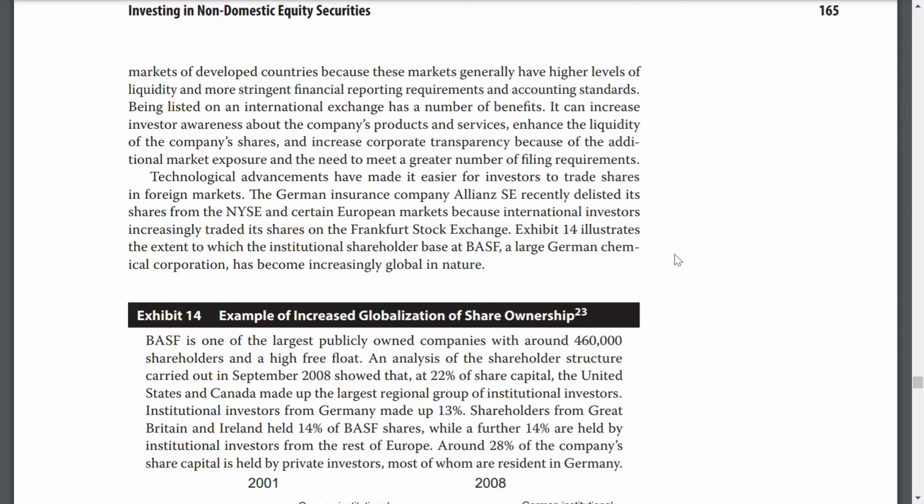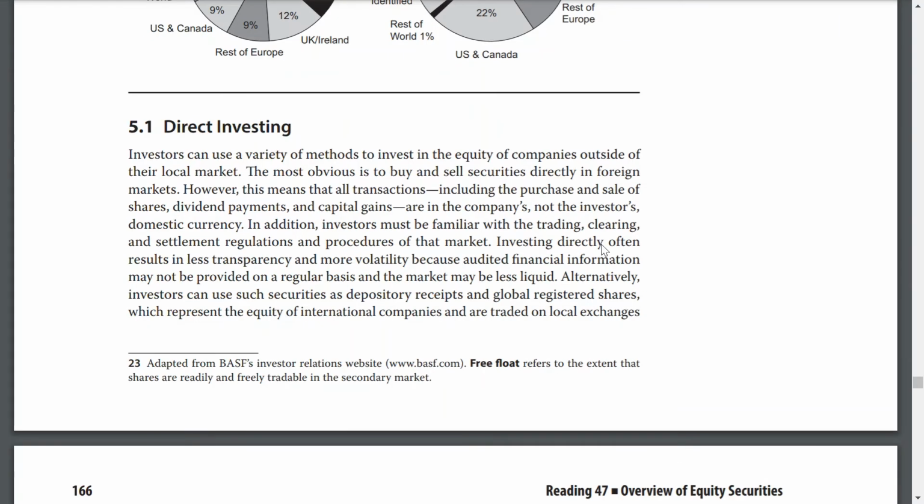Exhibit 14 illustrates the extent to which institutional investors invest globally. In direct investing, investors can use a variety of methods to invest in the equity of companies outside of their local markets. The most obvious is to buy and sell securities directly in foreign markets. However, this means that all transactions, including the purchase and sale of shares, dividend payments, and capital gains, are in the company's, not the investor's, domestic currency. In addition, investors must be familiar with the trading, clearing, and settlement regulations and procedures of the market.